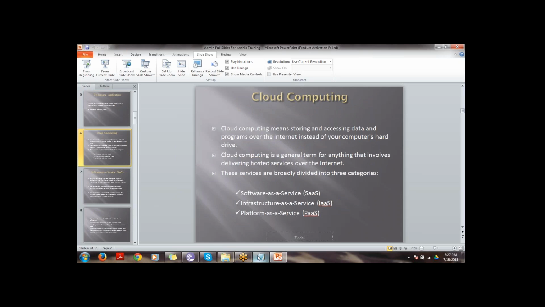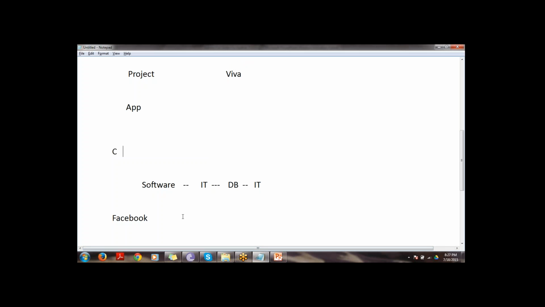Guys, nowadays, if you ask anyone, they simply say, I'm working on the cloud. So what is meant by cloud? Any idea? What is meant by cloud, guys? Remember, cloud is nothing but internet. That's it. The term cloud means internet.